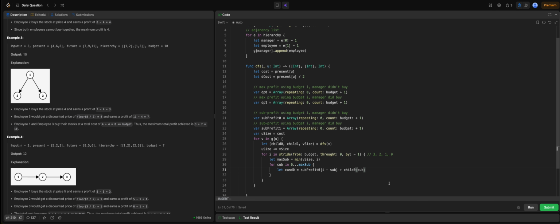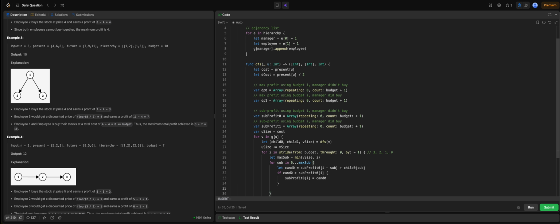Then it could change my whole thinking process. Let's consider our candidate 0. If the profit of the candidate is greater than our sub profit of index, what are we going to do? We are going to replace the sub profit of 0 with the index by using the candidate 0.